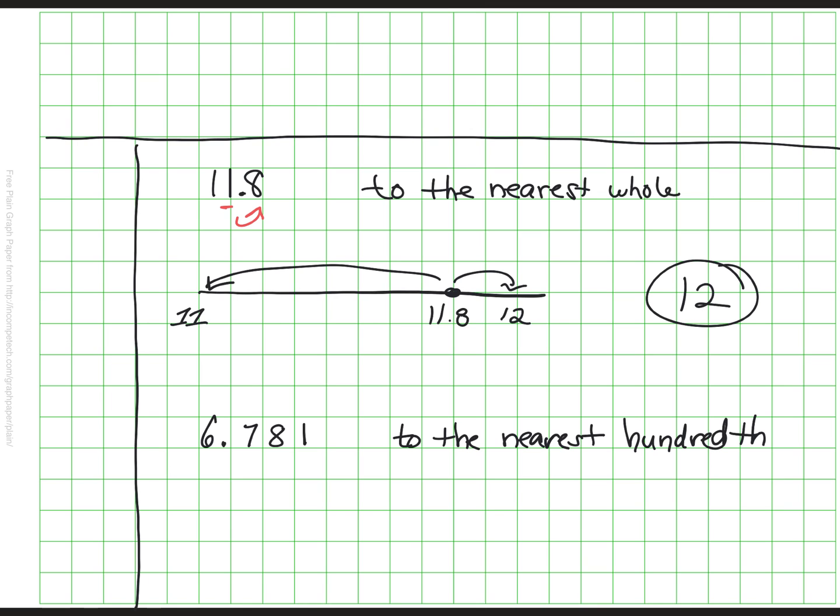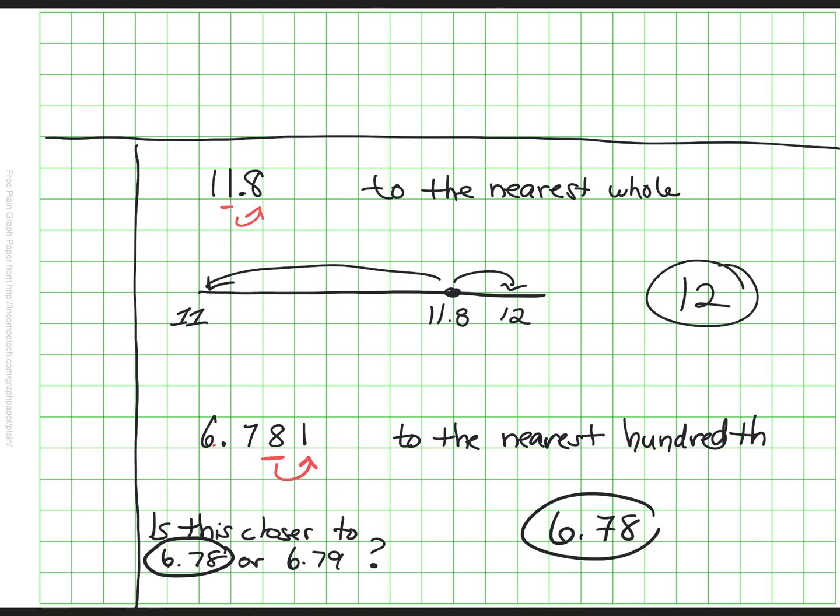Sometimes we're not trying to round to a whole number though. Sometimes we try to round to a particular decimal place. Like with money, we try to round to the nearest hundredth, which means I'm trying to make my number end here. And so I need to look to the right to the number behind it and think, is that large enough that this is closer to 6.79 or is it closer to 6.78? And since this is a 1 and it's so small, I think it's reasonable to say it's closer to 6.78. So that would be us rounding it to the nearest hundredth.